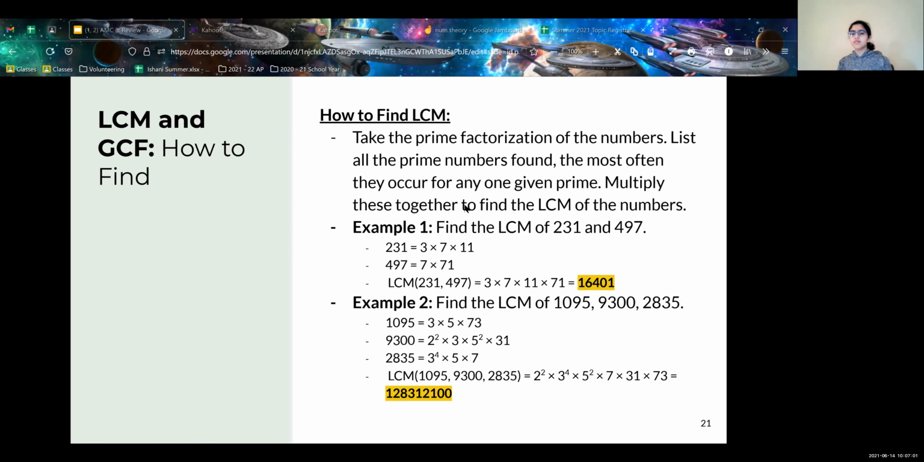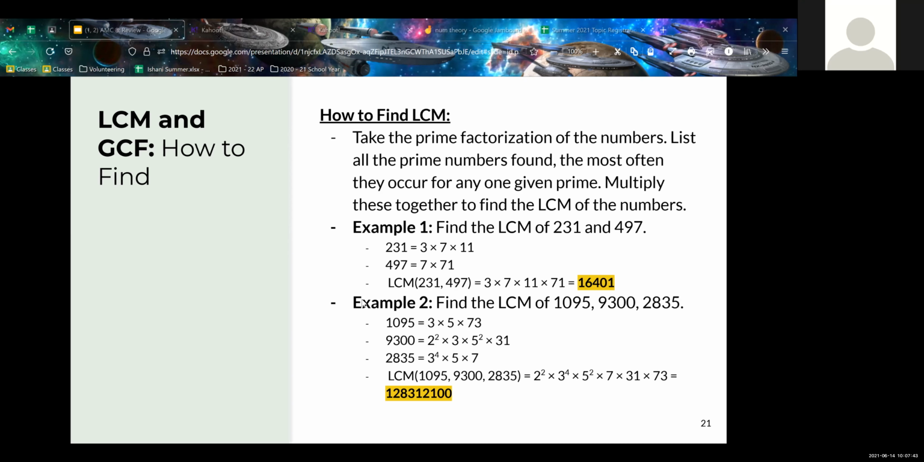Right. So Rishabh just said this, but just to restate it. You see the highest power of 2 in any of these numbers is 2 squared. The highest power of 3 is 3 to the power of 4. The highest power of 5 is 5 squared. The highest power of 7 is 7 to the power of 1. The highest power of 31 is 31 to the power of 1. And the highest power of 73 is 73 to the power of 1. That means we'd multiply out the primes with the greatest exponents, and that's how we get it.